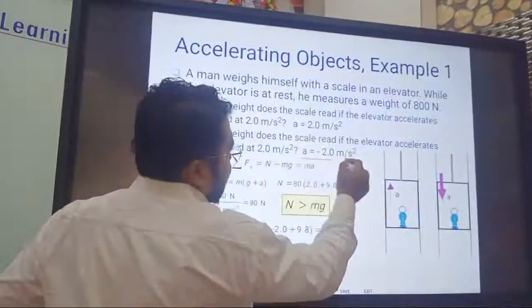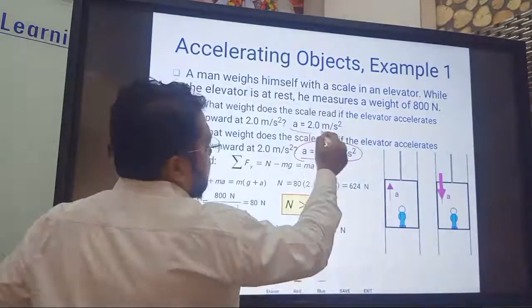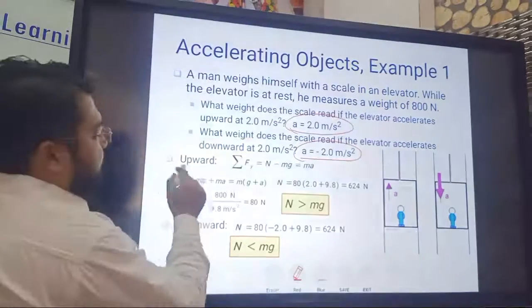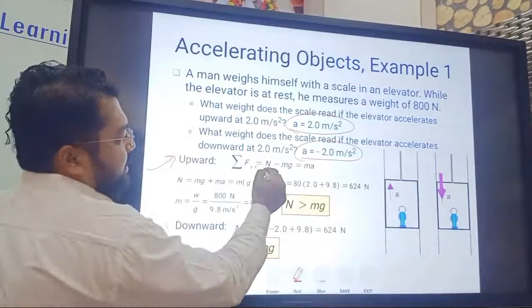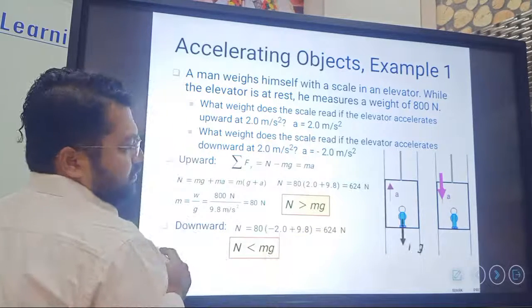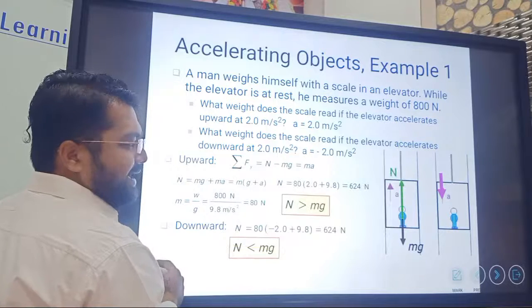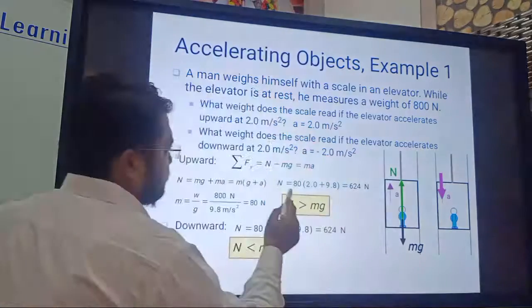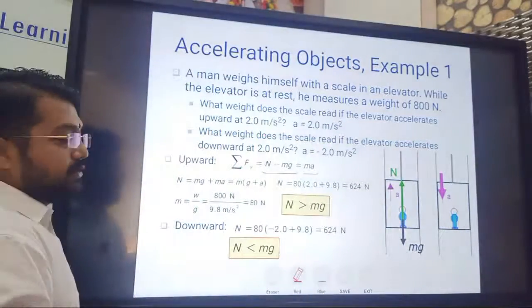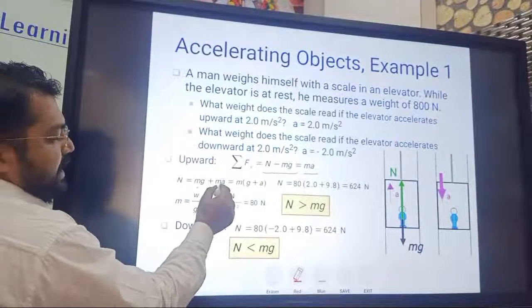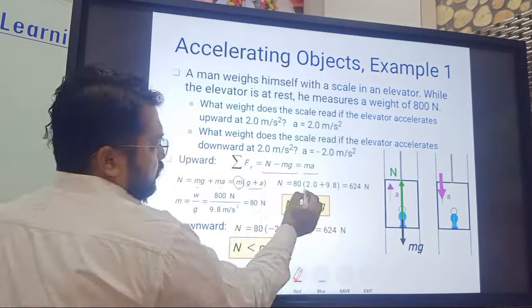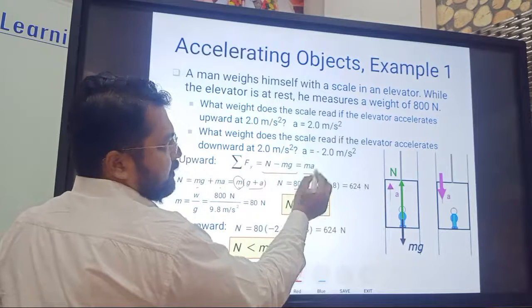So for downward, what did we take? Minus. For upward, what did we take? Plus. So first we will go for upward. Upward is N minus mg. There will be a normal force, look, mg and N. Clear till here? So N minus mg is nothing but m into acceleration. So N equals mg plus ma, and taking m common, m(g plus a). I know m is 80, right?